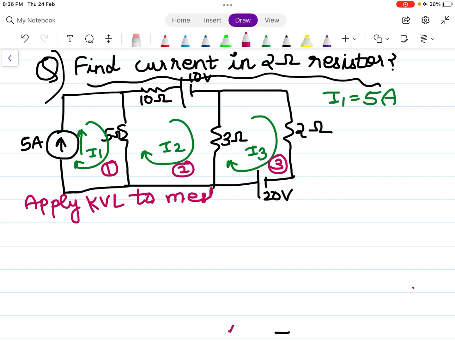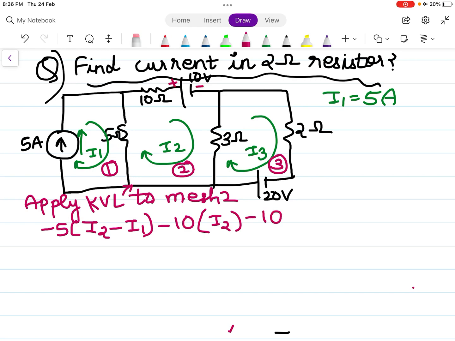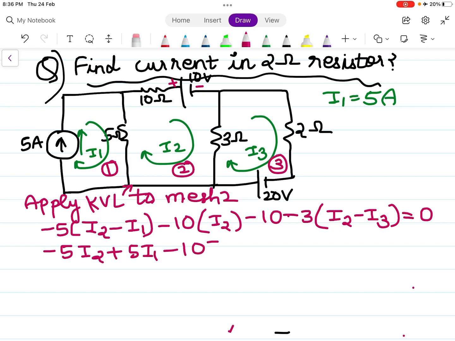When I apply KVL to mesh 2, starting from this end, I get minus 5 (I2 minus I1), since I am applying it to mesh 2, so current I2 will be greater. Minus 10 I2, positive to negative, minus 10, minus 3 (I2 minus I3) equal to 0. So minus 5 I2 plus 5 I1 minus 10 I2 minus 10 minus 3 I2 plus 3 I3 equal to 0.